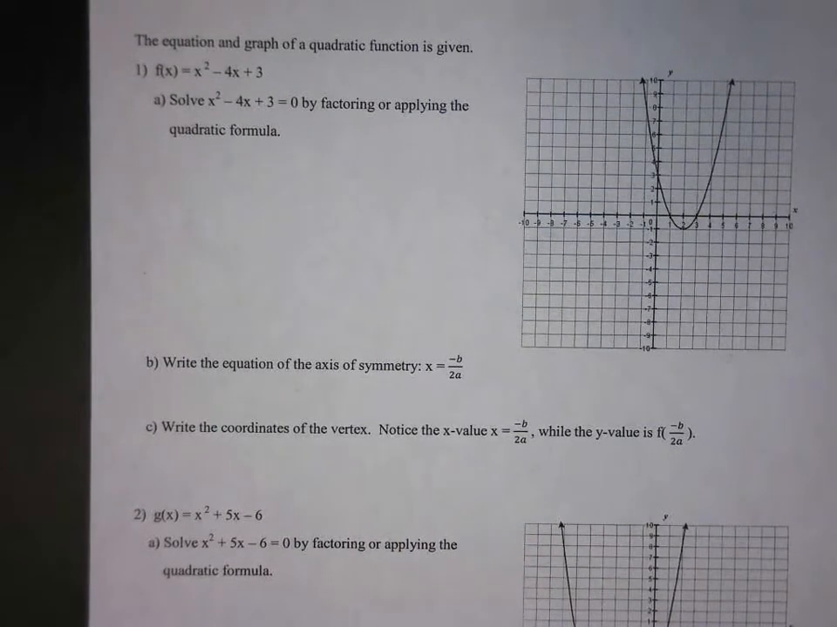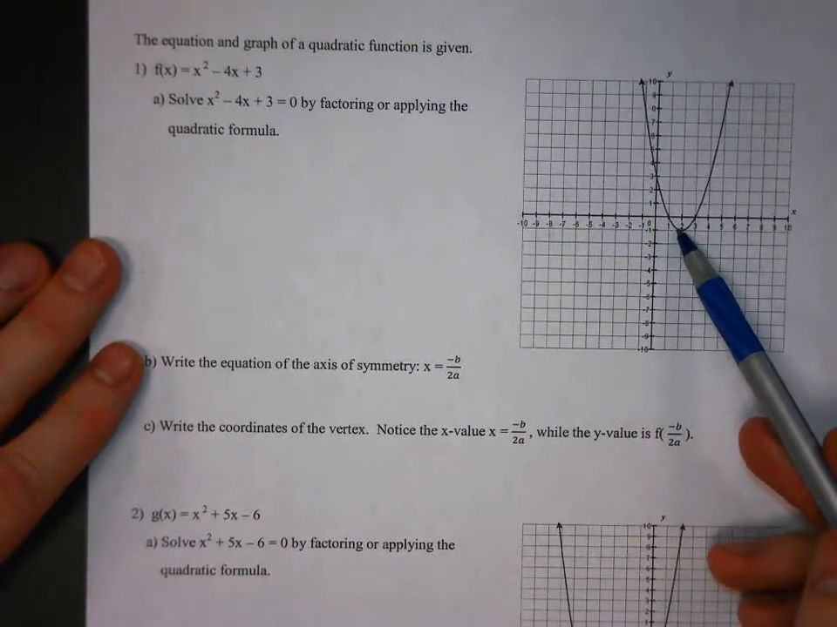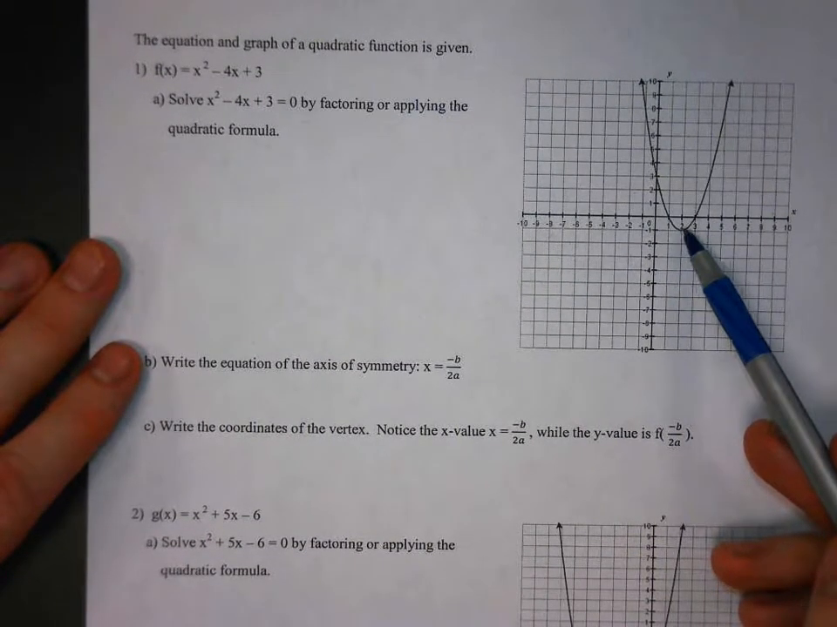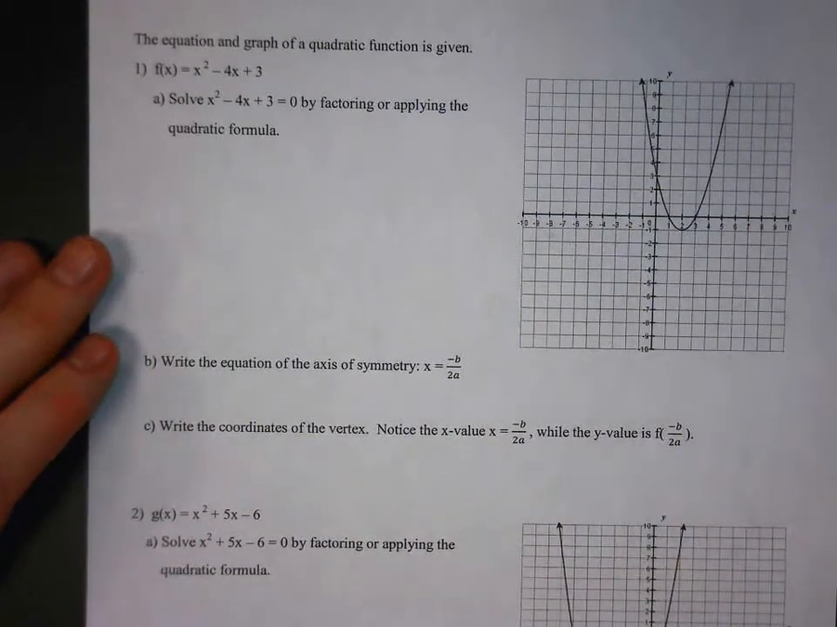Okay, so number 1, you're given f of x equals x squared minus 4x plus 3. And I saved you time by graphing it for you. Now I would expect you to be able to graph this, whether you use a table on your own or go to your calculator and plot the points. That's up to you.